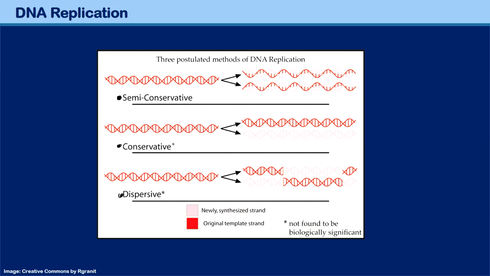The other 2 down here, the conservative and the dispersive replication, these were theoretical possibilities, but the scientists did not know which one of these is correct. So in that sense, it's interesting to also know a little bit about these 2, because they used an experiment to exclude this possibility down here with the conservative and the dispersive. But now let's have a look.